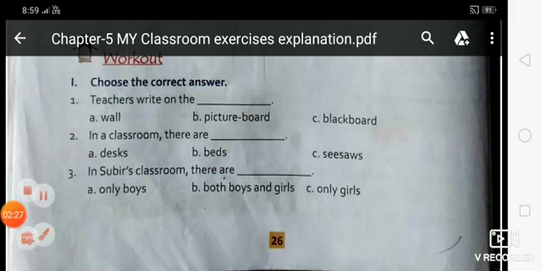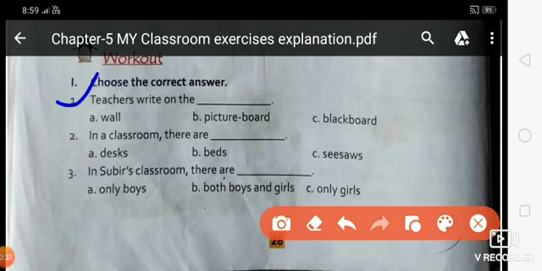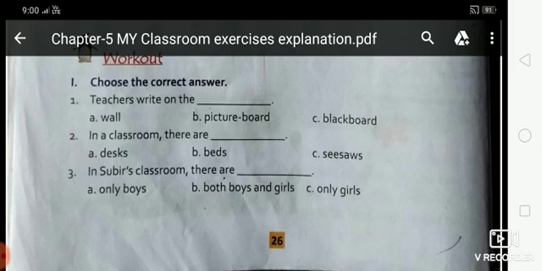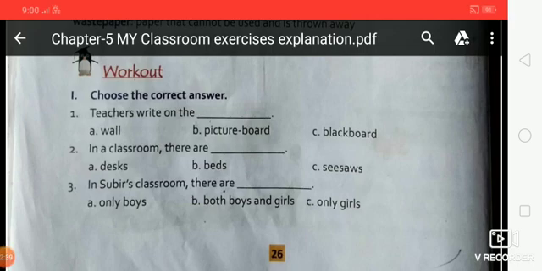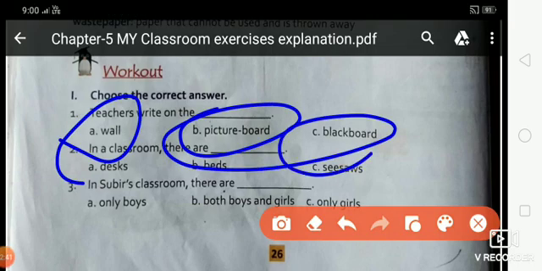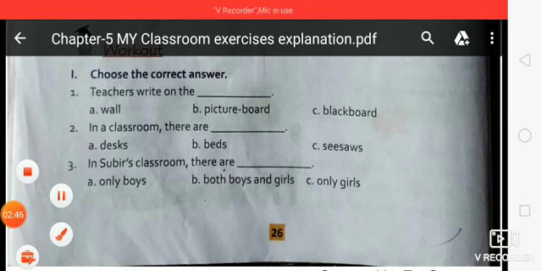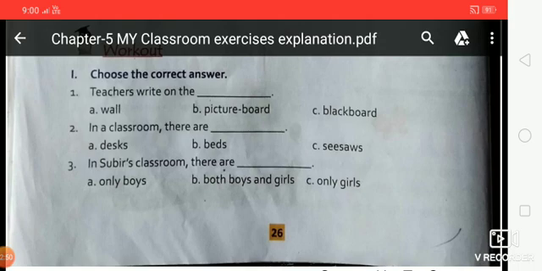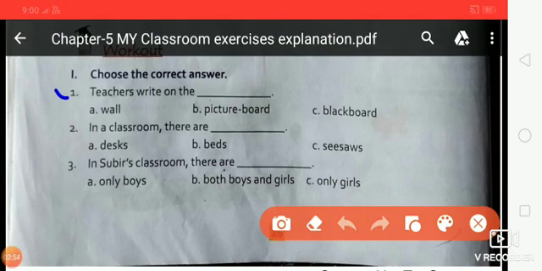Is that clear? Now students, firstly you have to read the sentence, then read the options, and then find out which option is suitable for the sentence, which option is the correct answer. And you have to tick on that. Now students, let's start with the first one.